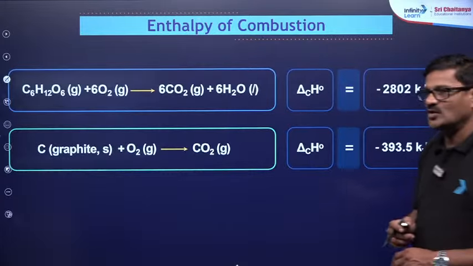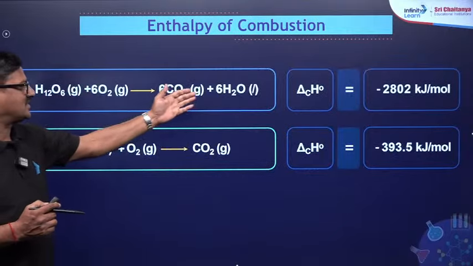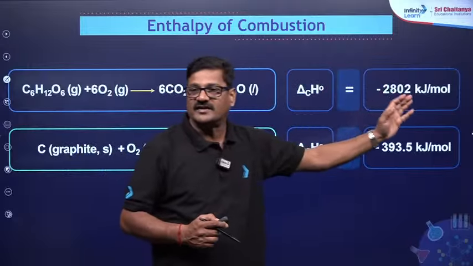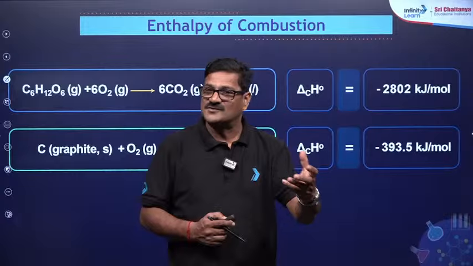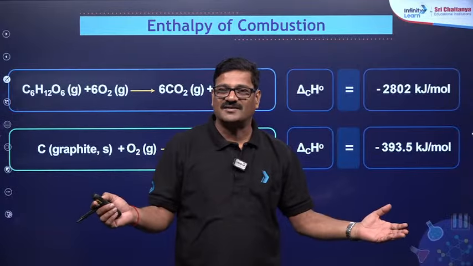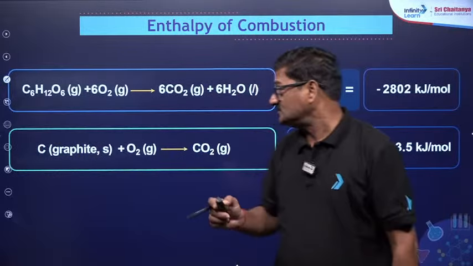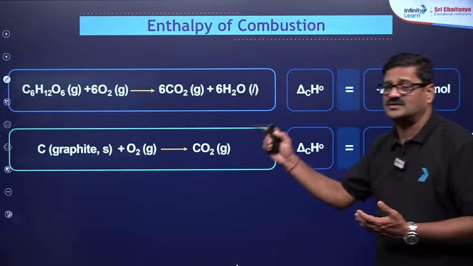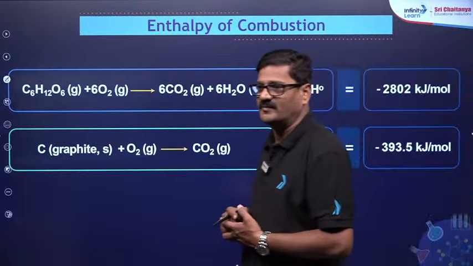Okay, so it is a glucose. Glucose is subjected for combustion, gives rise carbon dioxide and water. It is going to be 2802 kilojoules. That much energy is given. So we are all surviving due to the combustion of the glucose only. And also graphite on combustion gives rise carbon dioxide. The value is going to be minus 393.5.